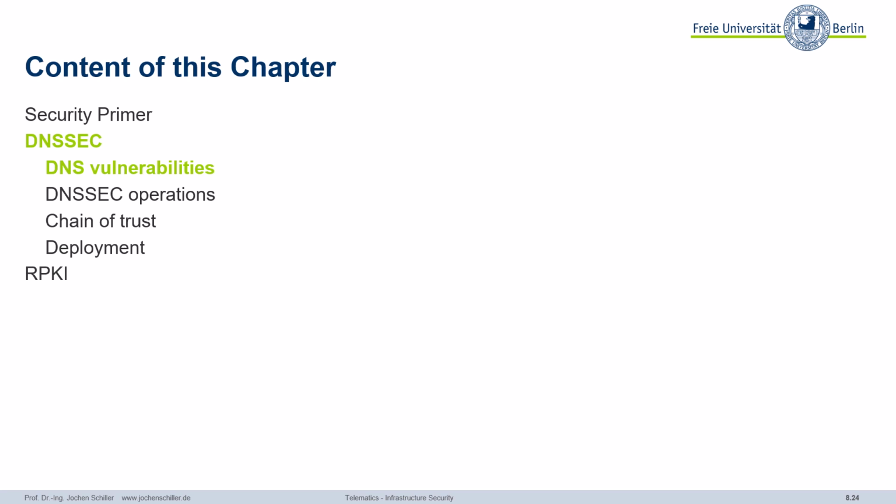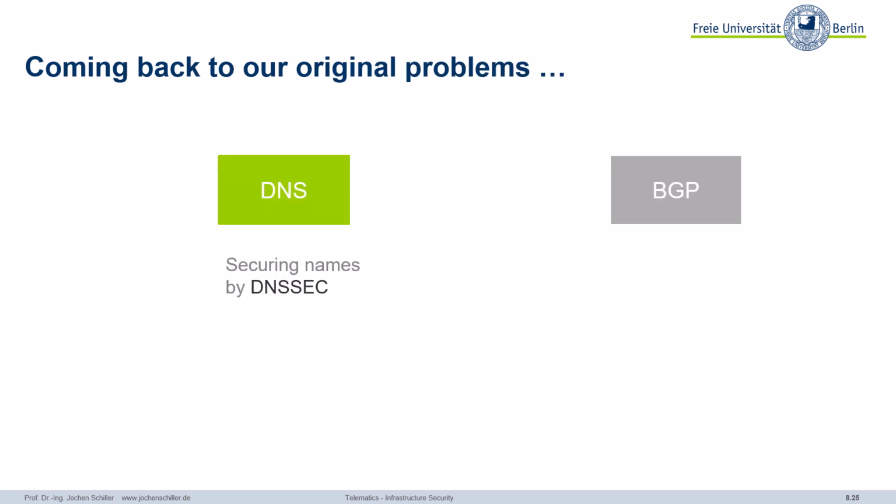So let's start with our first objective, DNSSEC, the security of DNS. Remember we talked about DNS, what DNS does, and the second objective then will be BGP, the routing infrastructure. But for DNS, it's all about securing the names. DNS, in the end, delivers you an IP address when you give it a name. So what is the problem here?